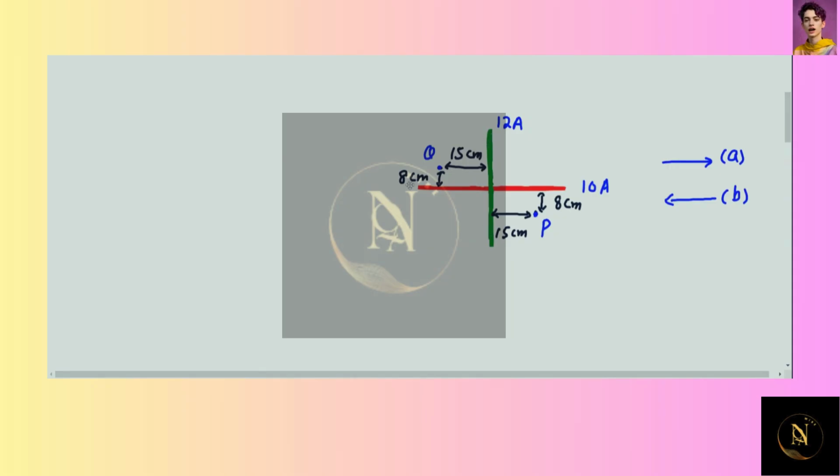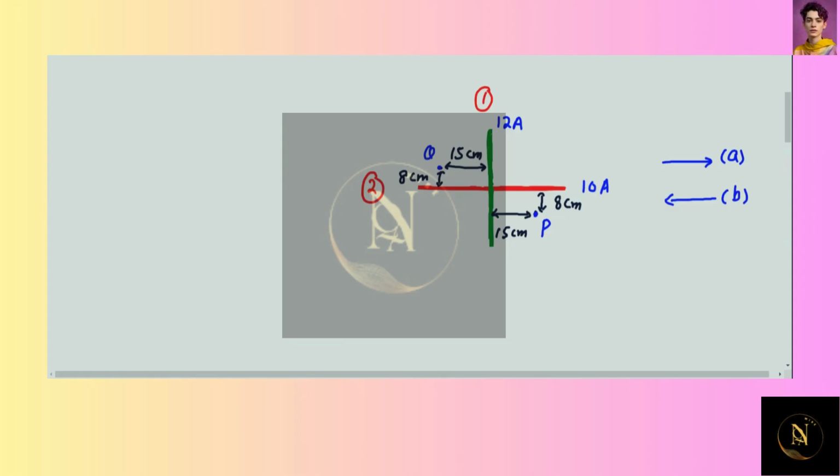Here we have two perpendicular wires which are in the same plane. Let us consider the vertical wire as wire 1 and the wire which is horizontal taken as wire 2.